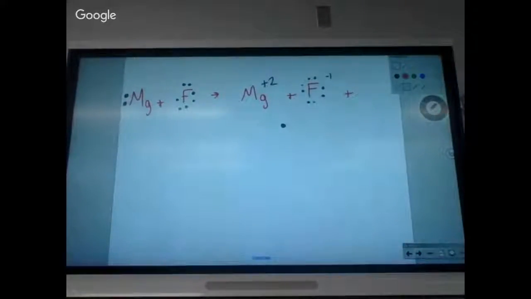Now, we have to add something to the reaction to help that homeless electron. We can either add a magnesium or we can add a fluorine.